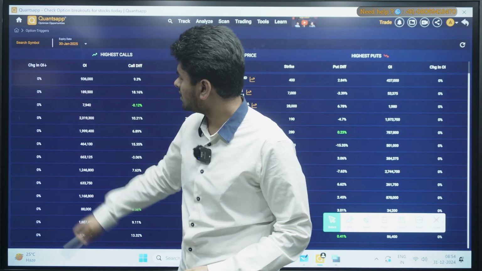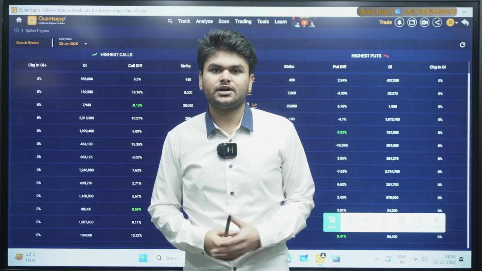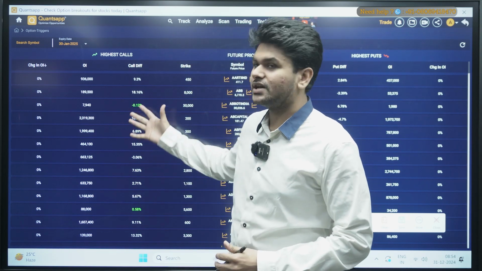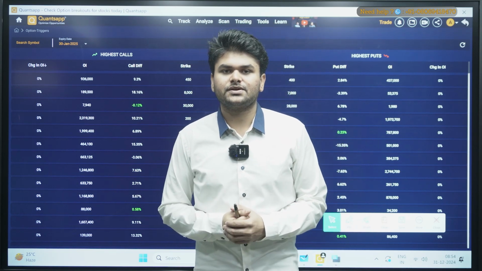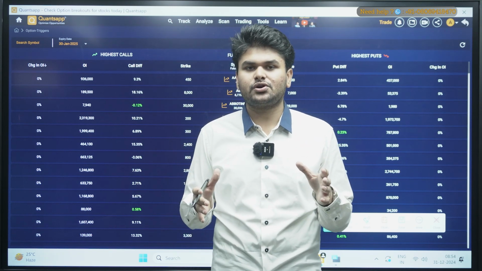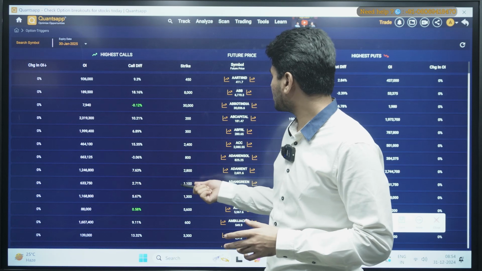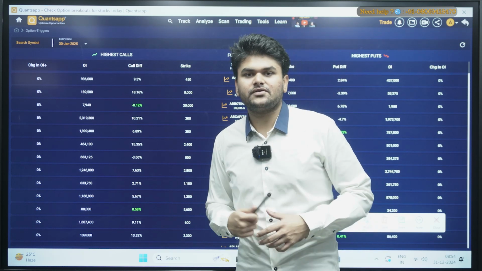Now currently the market is just about to open in a few minutes. That is why we are not observing the change in OI for today, but we are seeing the change in OI from yesterday till today. So if there is a change in OI happening in any of the stocks, that is indicating that somewhere we can see a breakout.